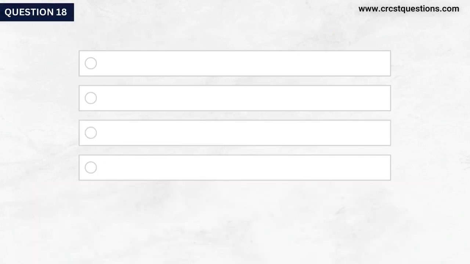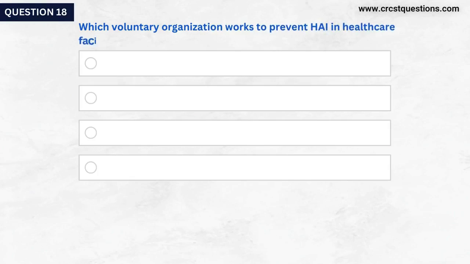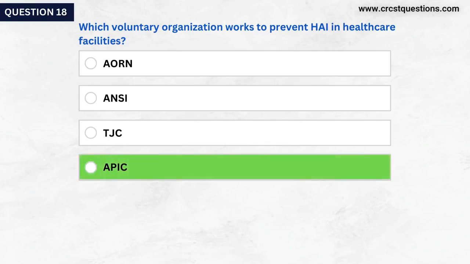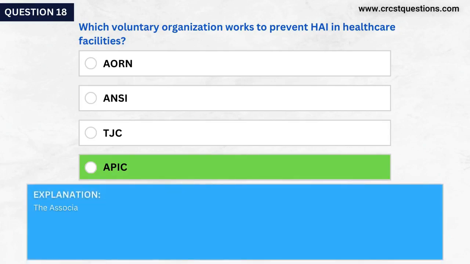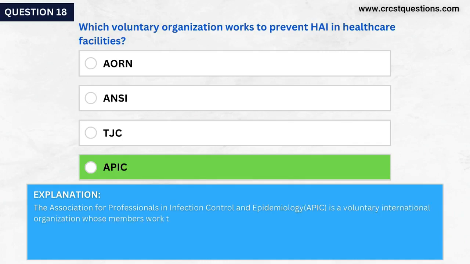Question 18. Which voluntary organization works to prevent HAI in healthcare facilities? AORN, ANSI, TJC, APIC. The correct answer is APIC. Explanation: the Association for Professionals in Infection Control and Epidemiology, APIC, is a voluntary international organization whose members work to prevent healthcare-associated infection, HAI, in healthcare facilities.